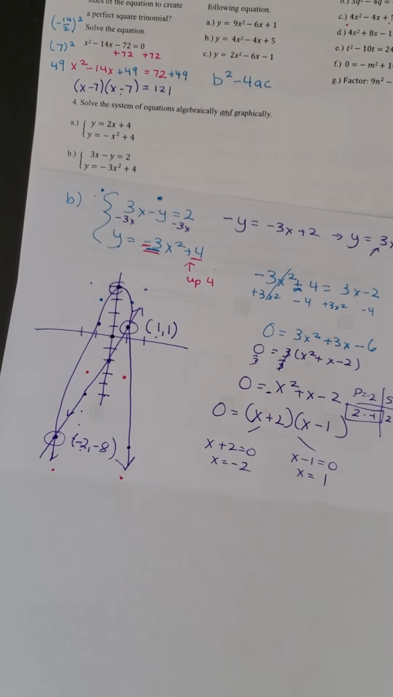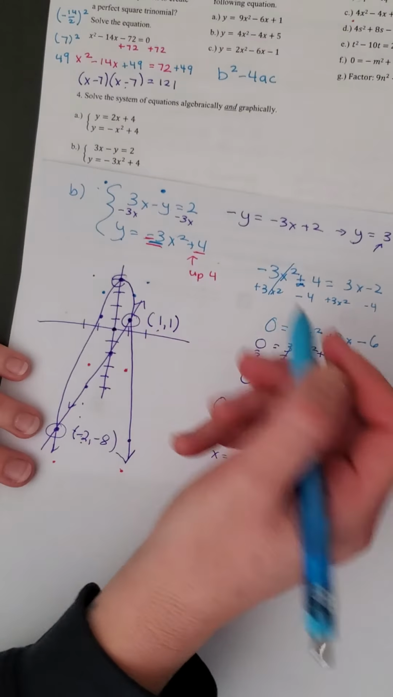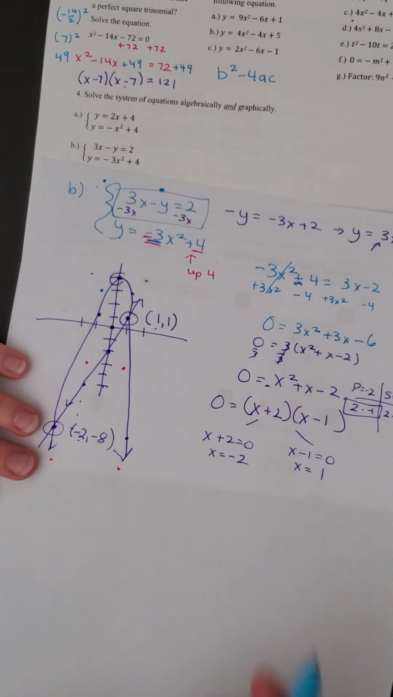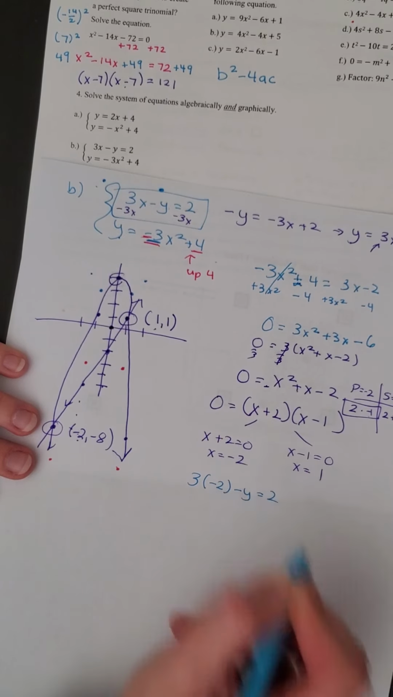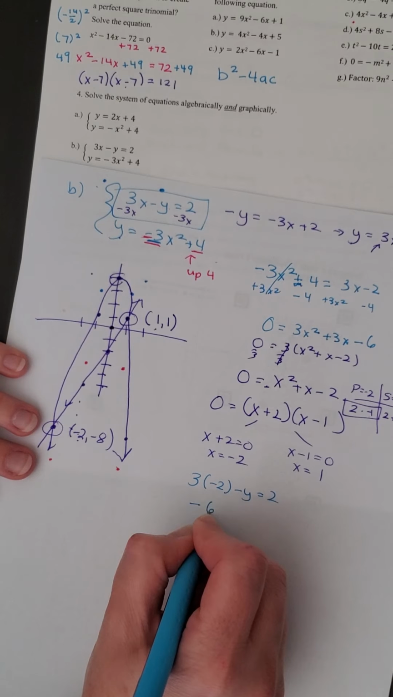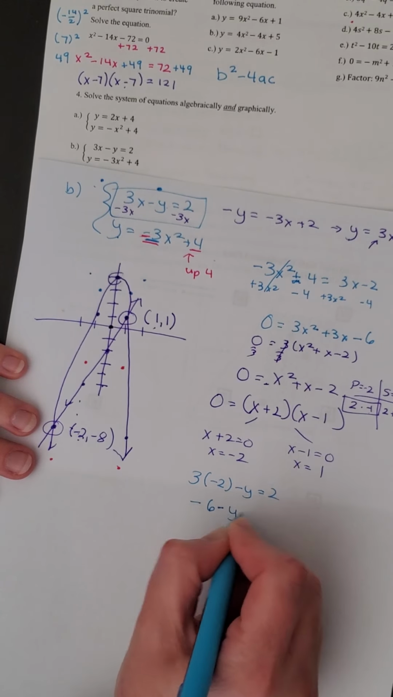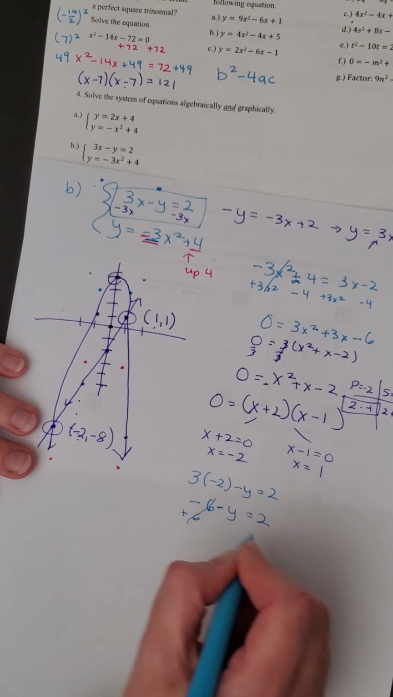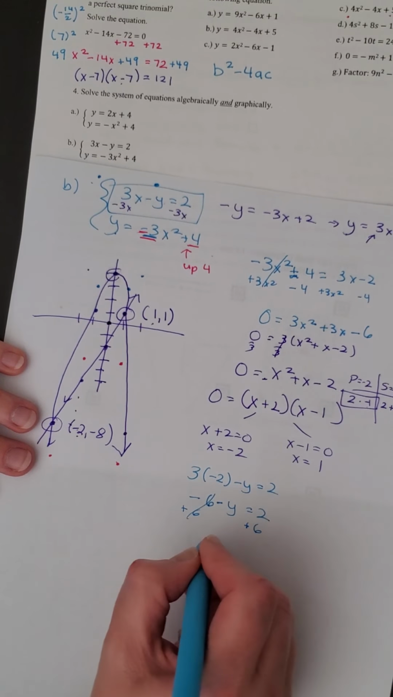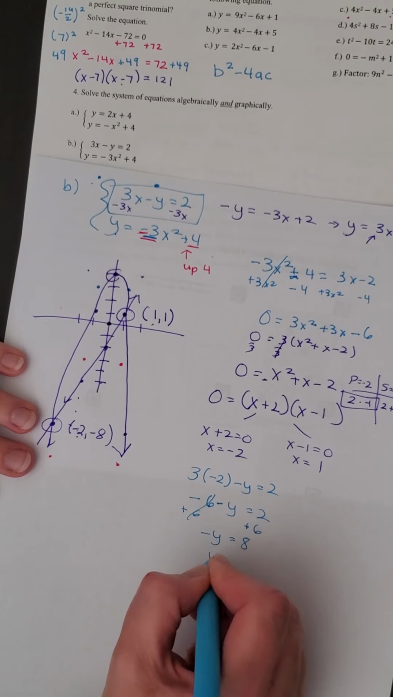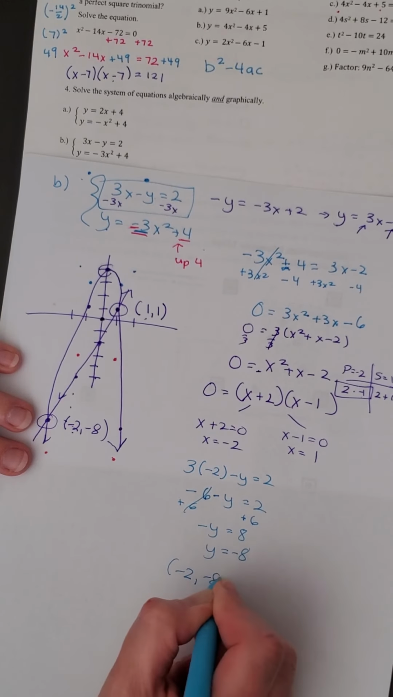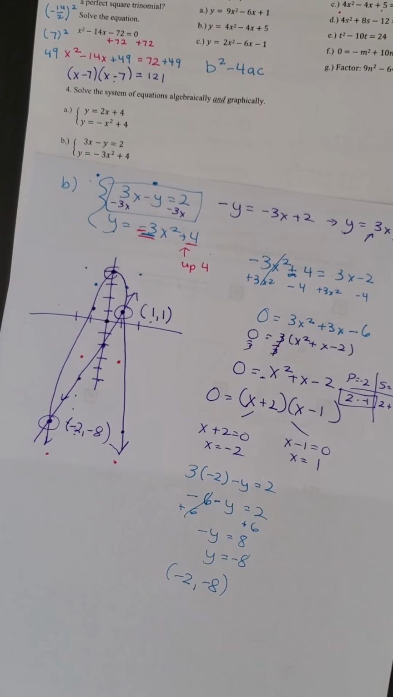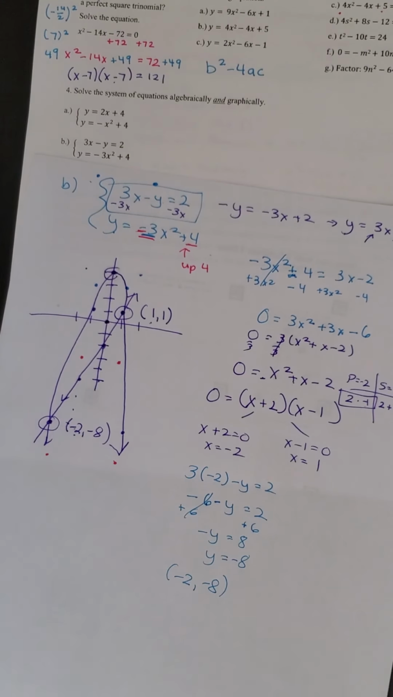And then I go back and substitute them in to find y. I'm going to substitute them in my original, 3x minus y equals 2. That's negative 6 minus y equals 2. I'll add 6 to both sides. Negative y equals 8. y equals negative 8. So negative 2 comma negative 8. I'm not even going to check it, I already know it's correct, but you can check it back.